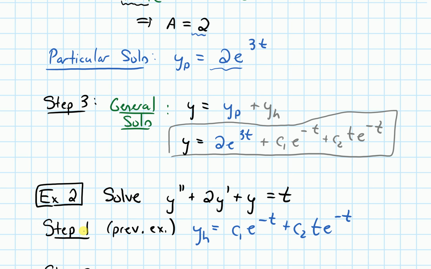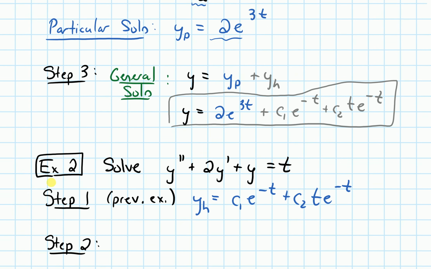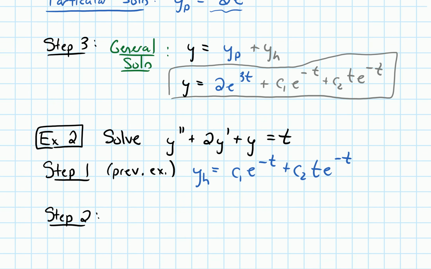So our first step would be, just like we did in the last example, to solve the homogeneous equation. And we did that already, so I've just gone ahead and written down that solution. So the next step is now we need to find a particular solution to the non-homogeneous equation. So we need to find y sub p. To do that, we need to look at what g of t is. g of t is what's on the right-hand side of the differential equation, and that's t.